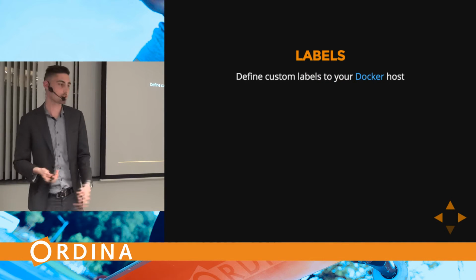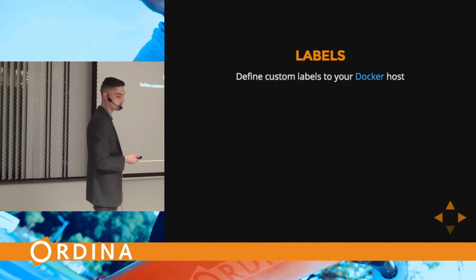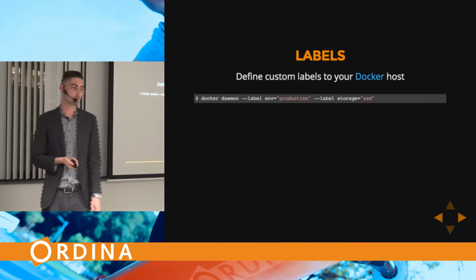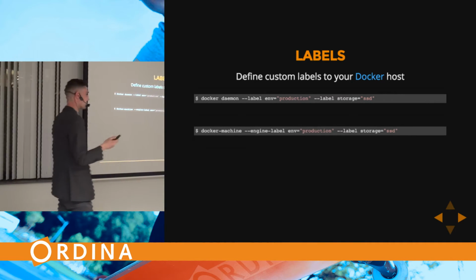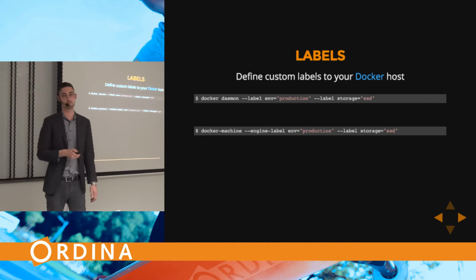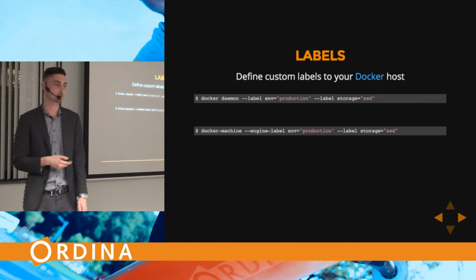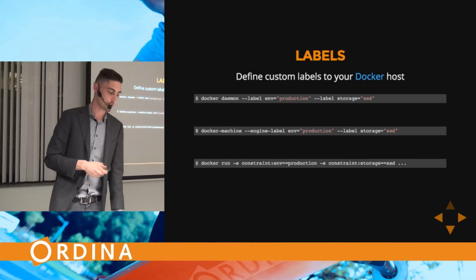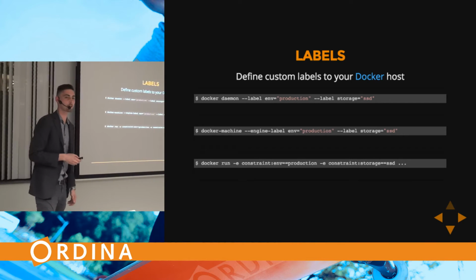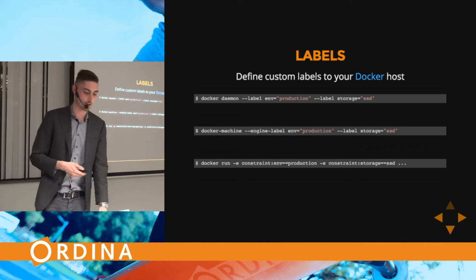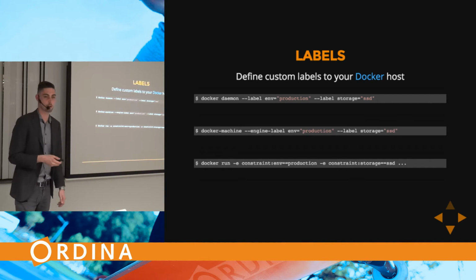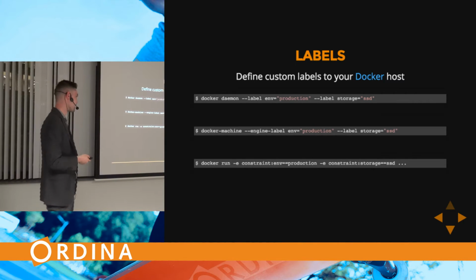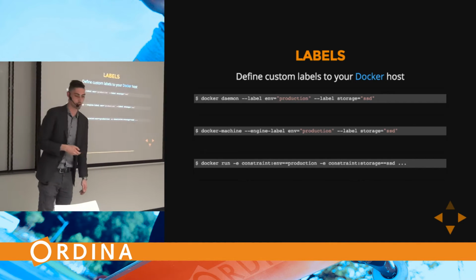You can modify this behavior a bit. By default, it will just spread the containers, but you can also label your host. So you can say, this host is a production server and it has SSD storage or whatever. You can define anything you want. And then when you run it, you can pass in some constraints, and the swarm manager will look for a host that is sufficient for your container, and it will run it if it finds one.